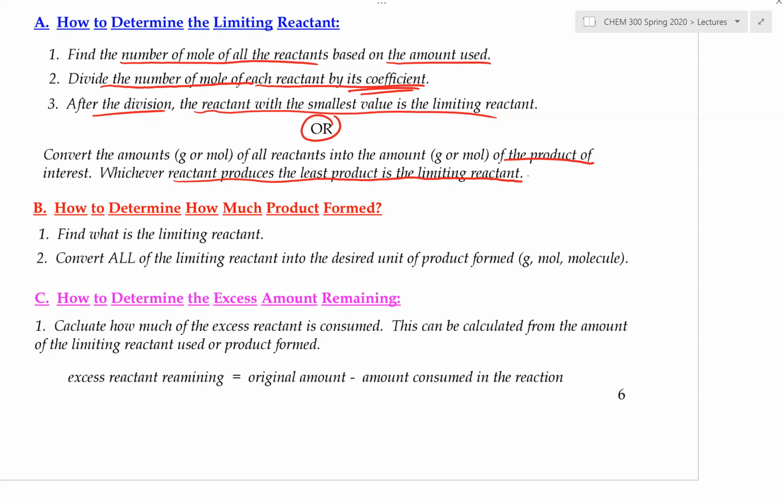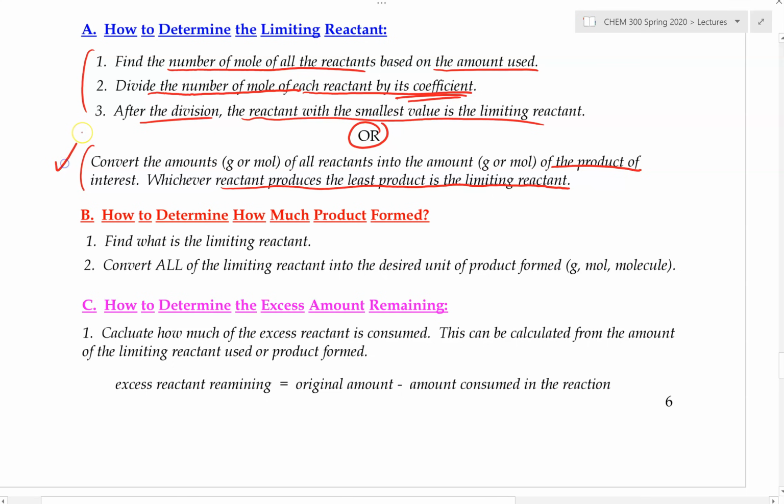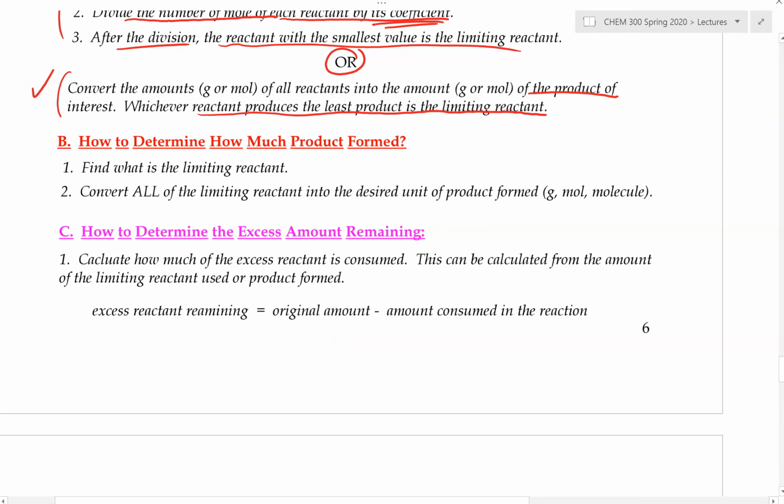So both of these methods can be used, and which one you would use really depends on what the question is asking and what information has already been made available. So that you would decide between this method or that method. The second method is actually a very commonly used method, and it also answers another question that we'll go over in a little bit.